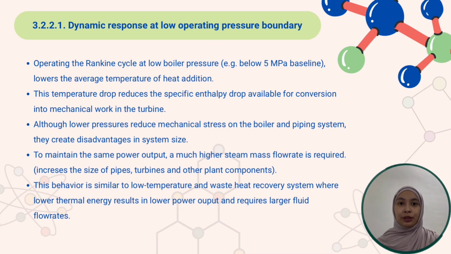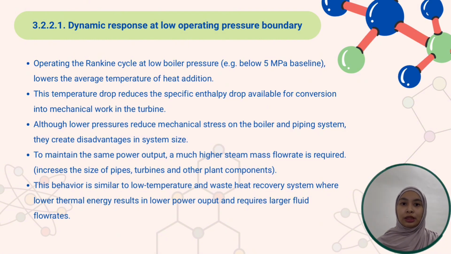Let's zoom into section 3.2.2.1 to look at the dynamic response at a low operating pressure boundary. Operating the Rankine cycle at a low boiler pressure, for instance, dropping below our 5 megapascal baseline, inherently lowers the average temperature of heat addition. This temperature drop directly reduces the specific enthalpy drop available for conversion into mechanical work inside the turbine.